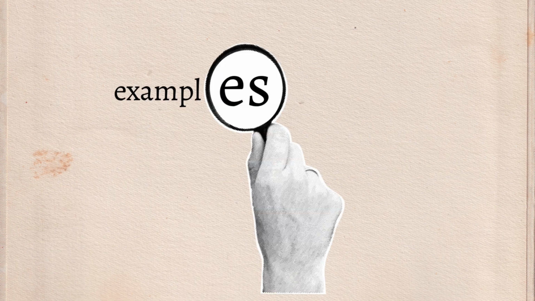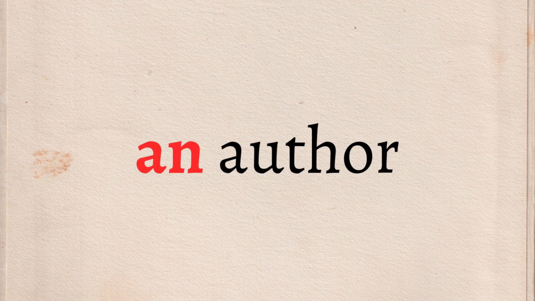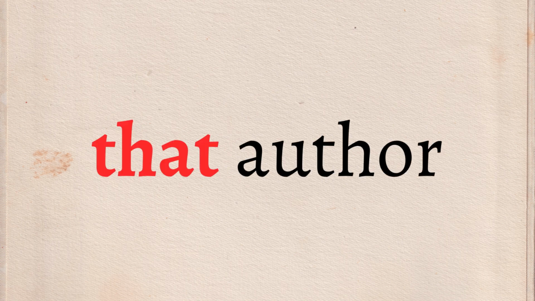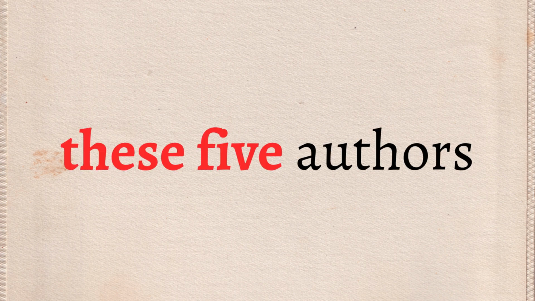Let's look at some examples in action. An author refers to one author, but not a specific one. The author, however, refers to a specific author. That author points at a specific author over there. These 5 authors points to 5 specific authors close by.